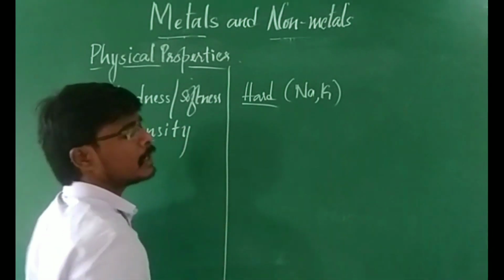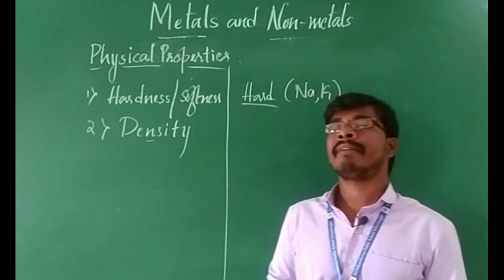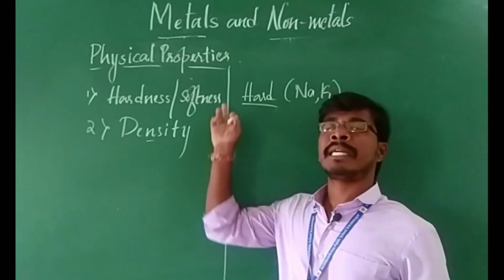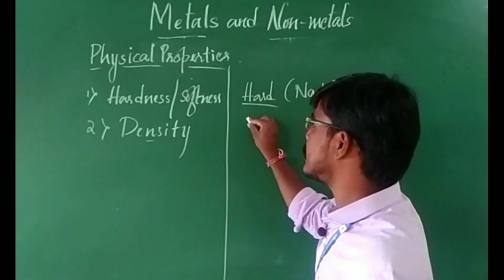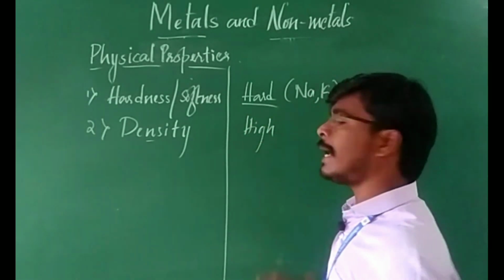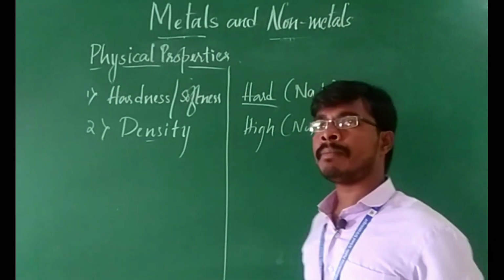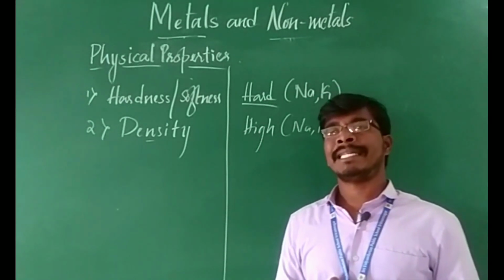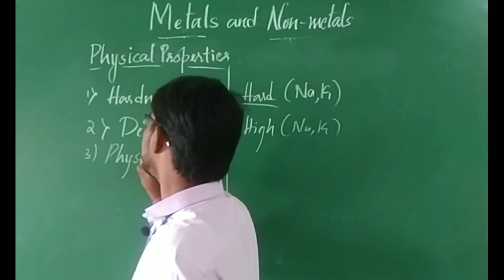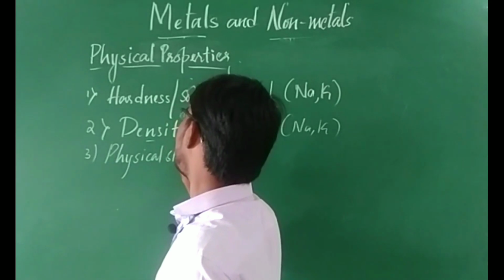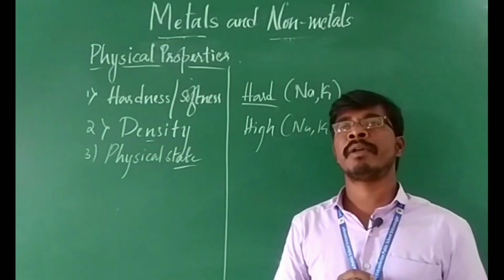The next property is density. The density of all the metals is somewhat higher. They have more weight, due to which metals have a higher density. Here also we have some exceptional cases. All metals have high density, but again the exceptions are sodium and potassium, which have low density. And the third one is about the physical state of elements, in which different states like solids, liquids and gases come.